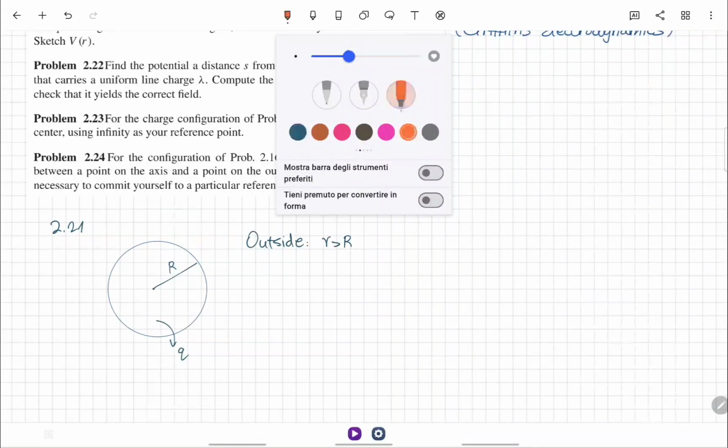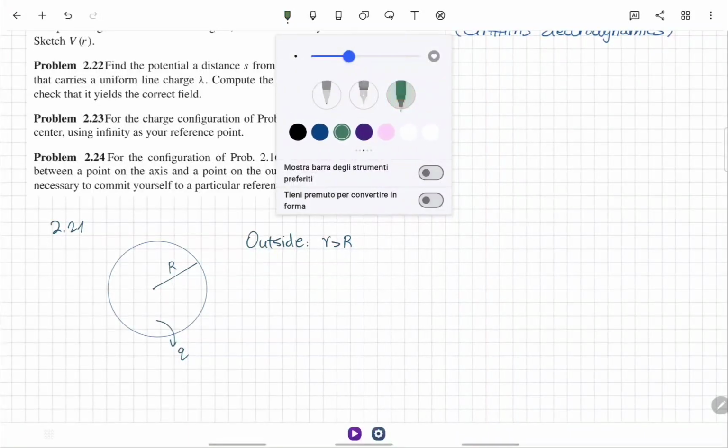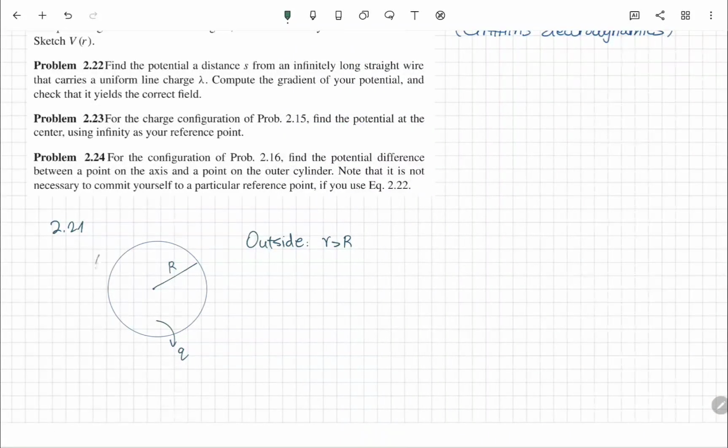I'm using orange. No, I'm feeling green instead.